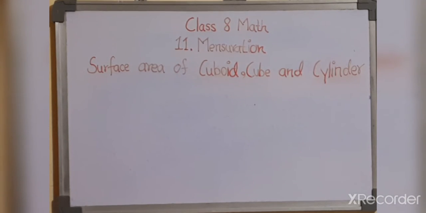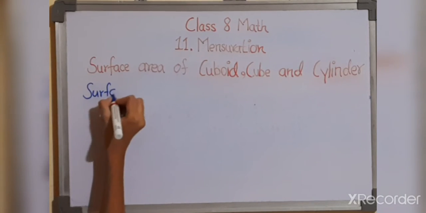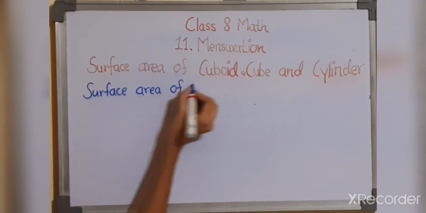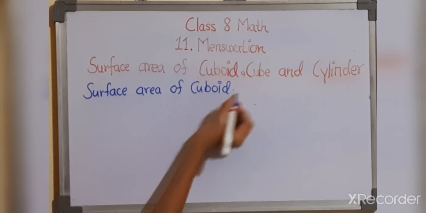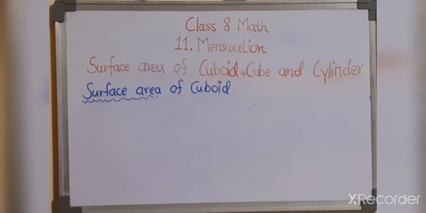So first, we will be seeing about surface area of cuboid. First we will know the term what is surface area. So the surface area of a solid is the sum of the areas of its faces. Now we will be seeing about the surface area of a cuboid.